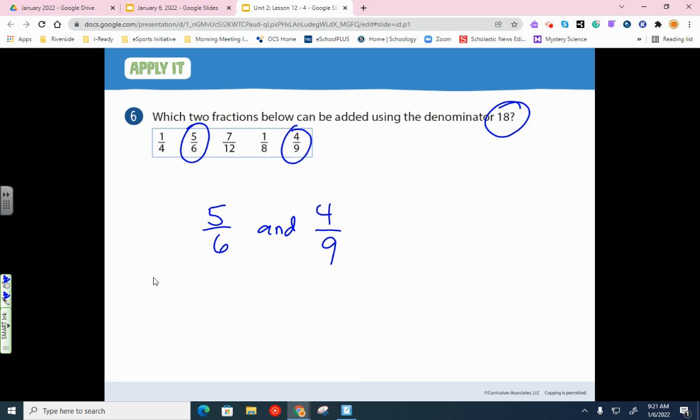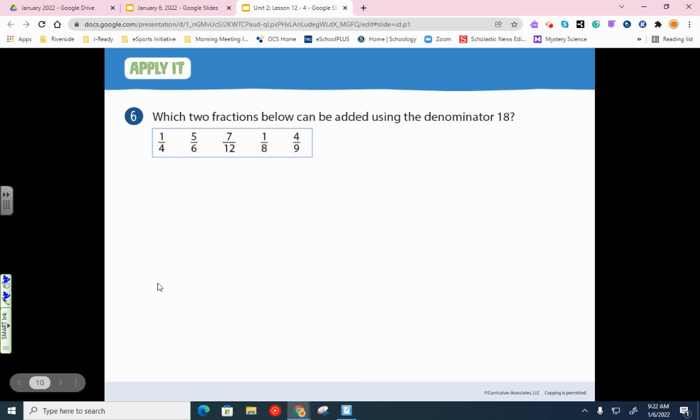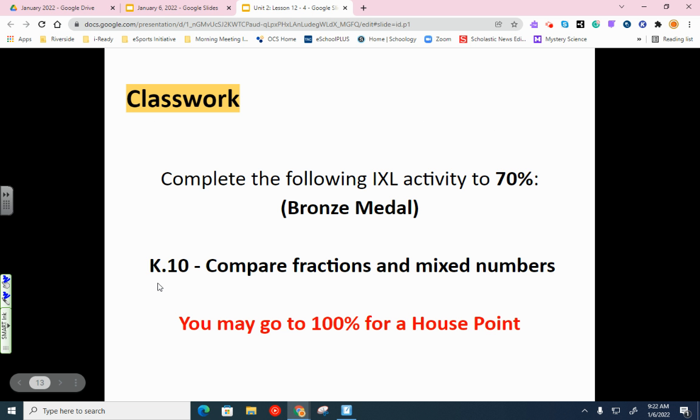Now there's two questions on the back we're going to skip. They're good questions. I just think we got the basic idea at this point. So your classwork will be the IXL of K10, compare fractions and mixed numbers. You may go to 70% for that to complete the lesson and 100% for a house point. Kids working at home, I will be checking that and can still award house points even though you may be home today. So contact me with any questions. Otherwise, we'll move on to subtracting decimals or subtracting fractions.